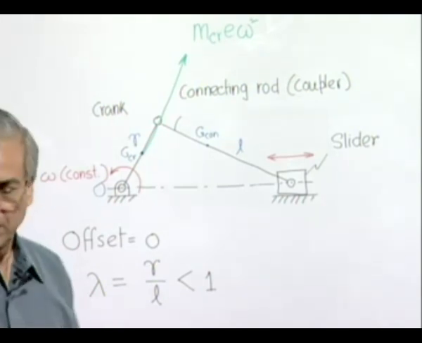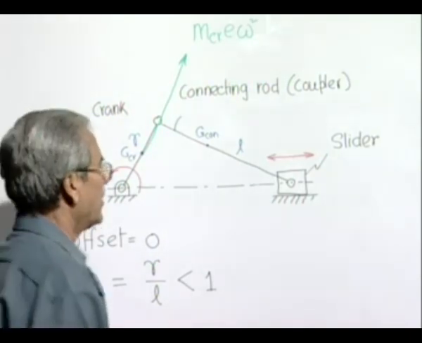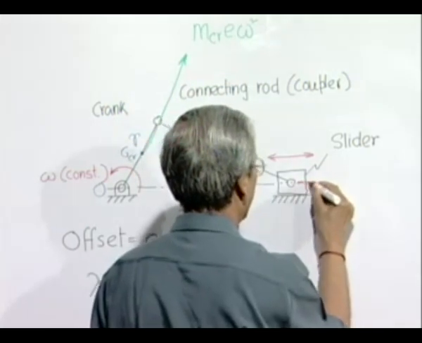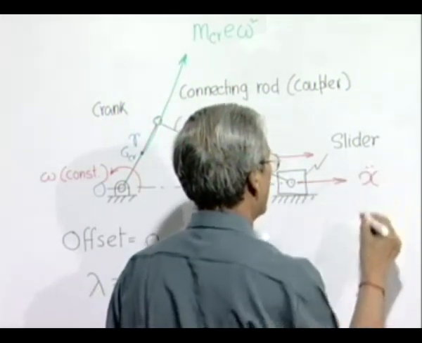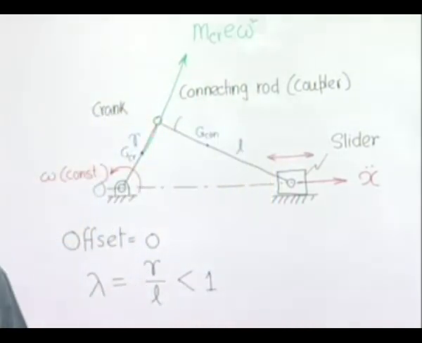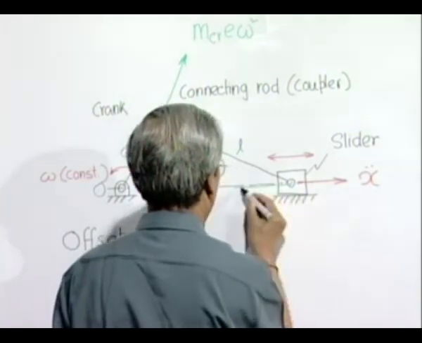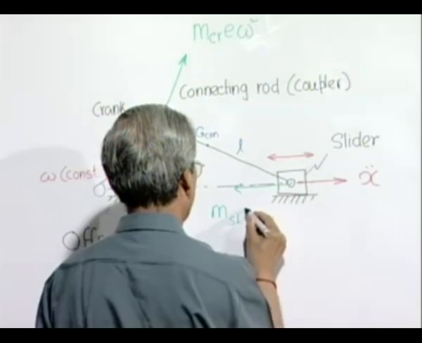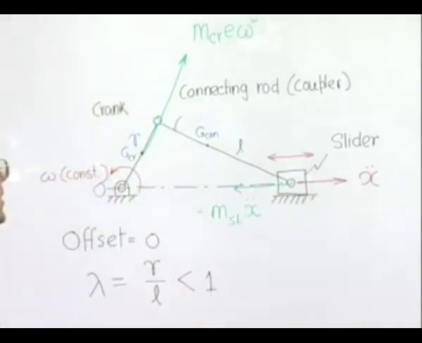On the other hand, the unbalanced force due to the slider, which at this particular instant may be having an acceleration in this direction, say x2 dot dot, the inertia force of the slider will be minus m slider into x2 dot dot, but in the opposite direction. So, it will be in this direction.